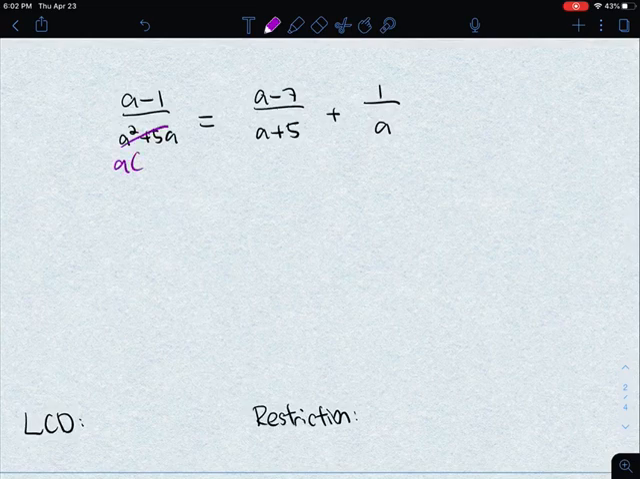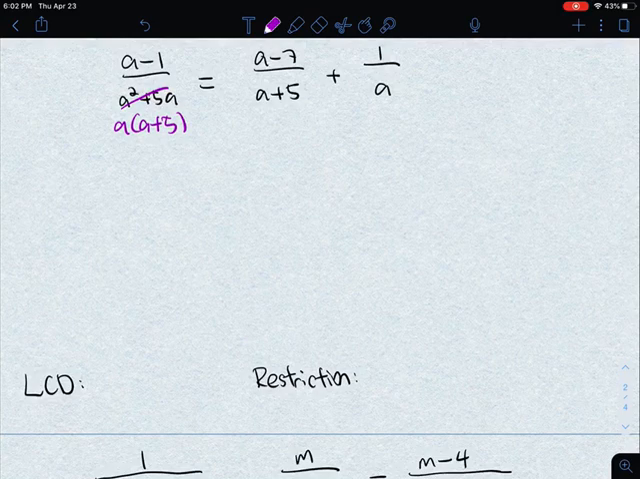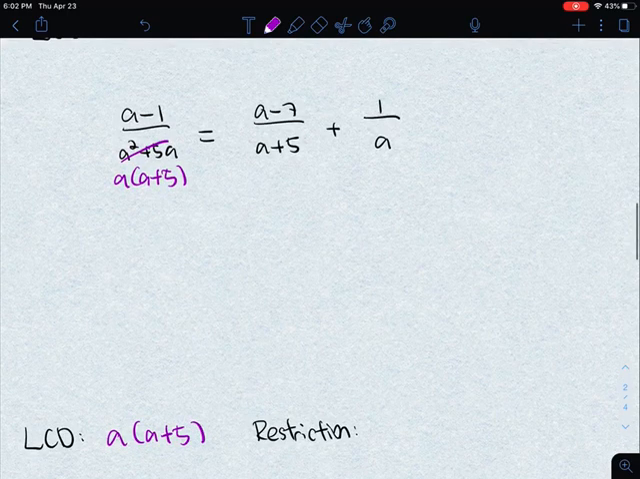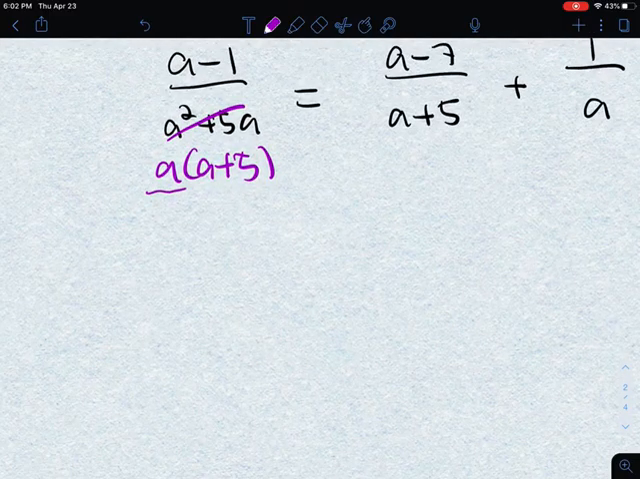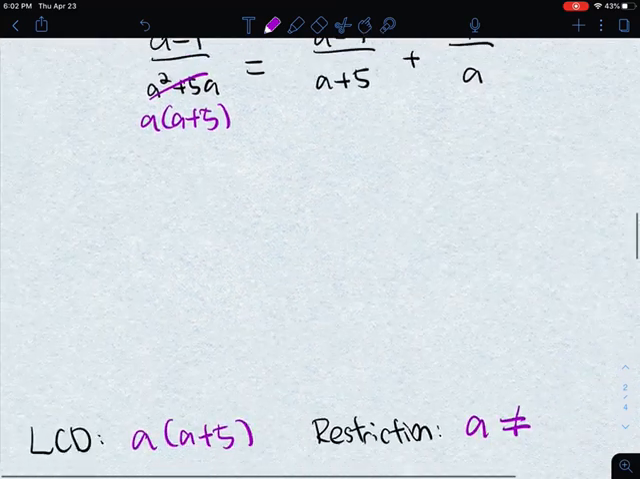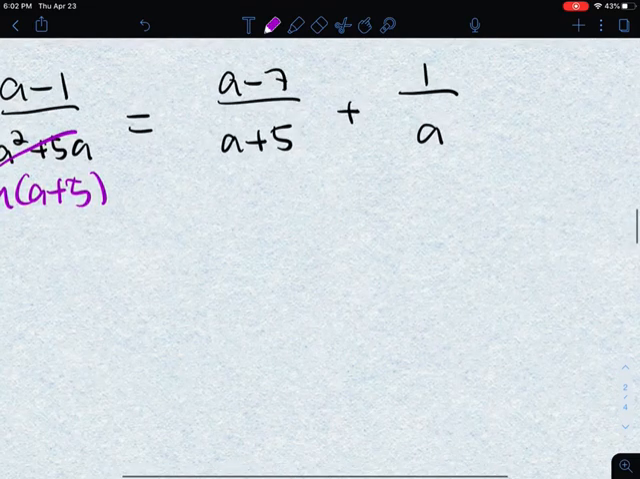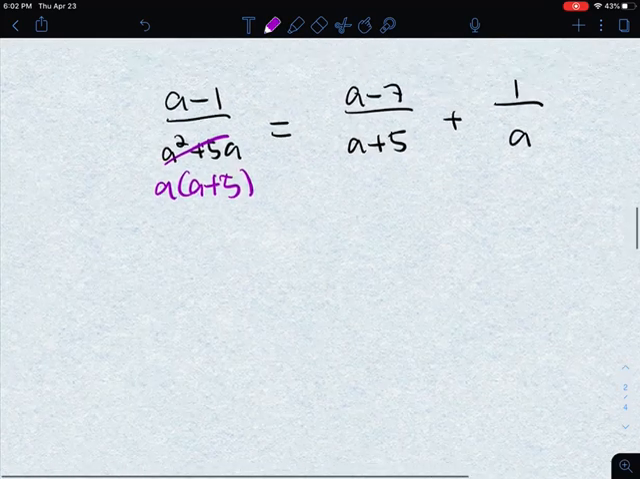Again, the first steps, or all the steps, will always be the same. Let's go ahead and first factor. That's a times a plus 5 using the greatest common factor. And then I think my LCD is going to be a times a plus 5. So then let's go ahead and do the restriction. So what can a not be? Well, a cannot be 0, because that will make that 0, which will make the whole thing equal to 0. Or negative 5, it looks like. So 0 or negative 5. And then same thing over here, a can be negative 5, and here a can be 0.